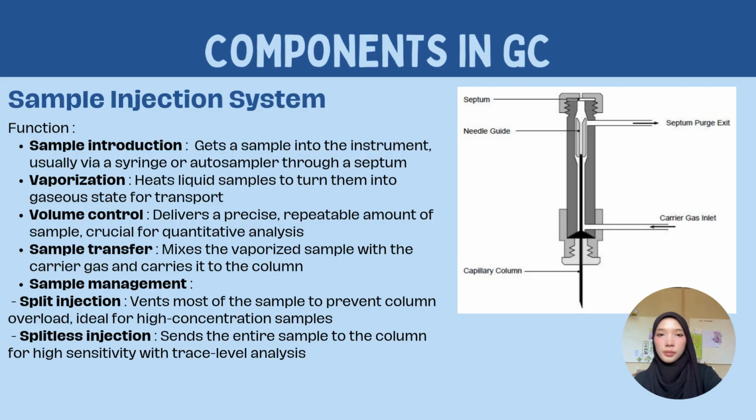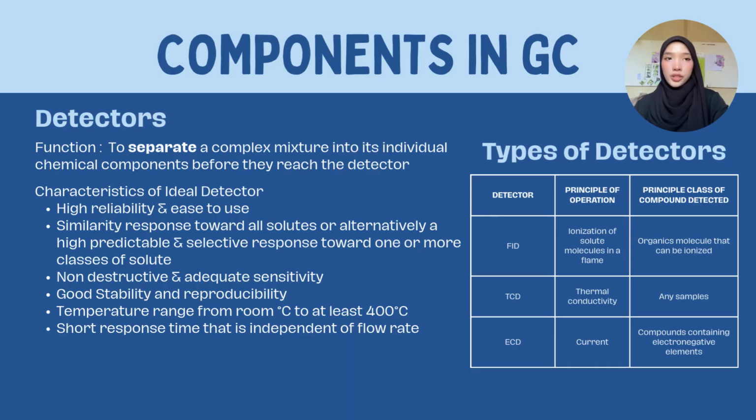If the column is the racetrack, the detector is the finish line camera that records exactly who finished the race and when. The detector converts the chemical separation into a digital signal. An ideal detector is highly sensitive, stable, and has a wide temperature range, often up to 400 degrees Celsius. Depending on our goal, we use different types.